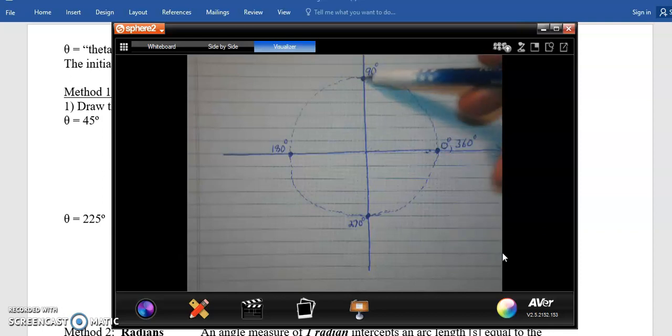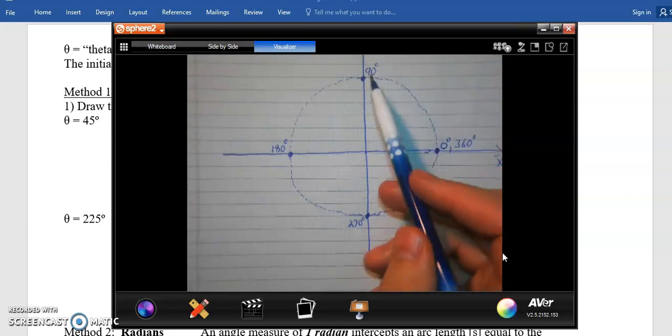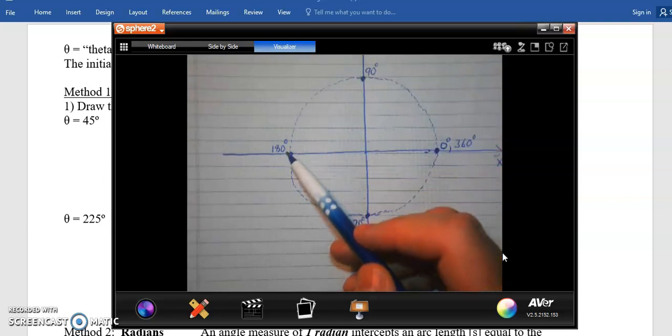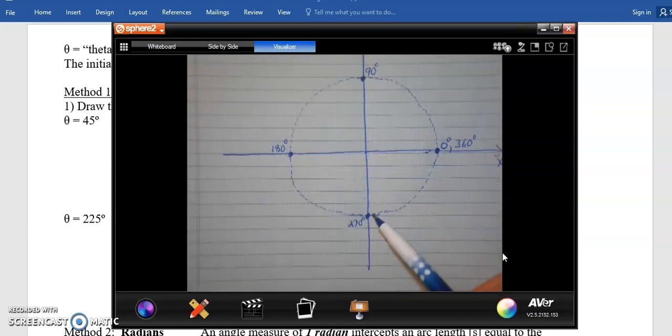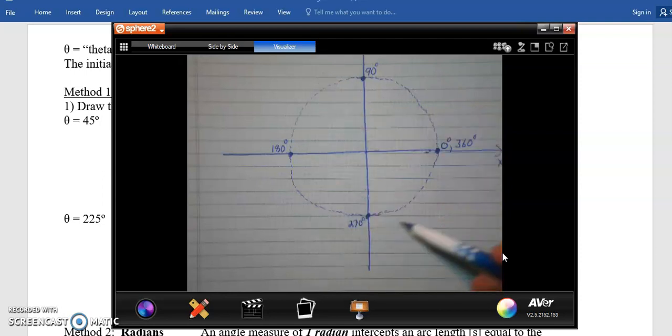Once we get to 90 degrees, we can see right here is a 90-degree angle. And then as we keep on going around, there's 180, and then another 90 will give you 270, and then another 90 is 360. So we look at our 1, 2, 3, 4 quadrants, and we have our 0, 90, 180, 270, and 360 degree measures.